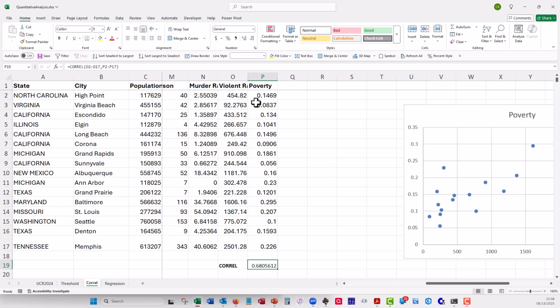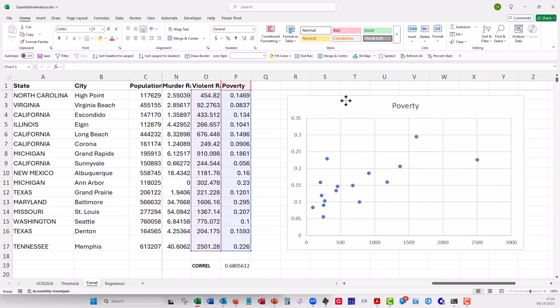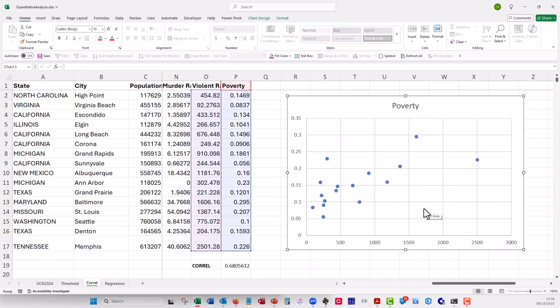So 1 is the highest it ever goes, -1 is the lowest it ever goes. 0 in the middle means there really is no correlation at all, no relationship between the variables. 0.68 is pretty high. It's a relatively high positive correlation, and it indicates that there really is a relationship between the two variables. Now, it just tells you there's a relationship. It doesn't tell you the directionality of that relationship.